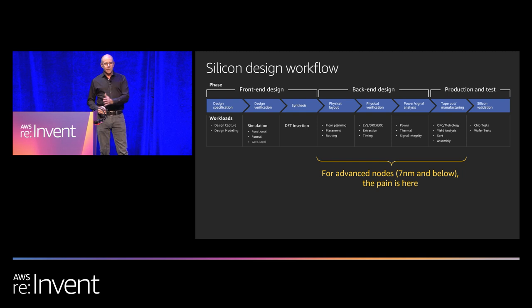If we look at the full EDA flow, electronic design automation workflow, to get a chip designed and verified and into manufacturing, there's many important steps to this. But if you think about where the pain is today, where the largest amount of compute is required for advanced node silicon design, it's really in these back-end workloads. Workloads like timing analysis and power analysis, right? Even back in the manufacturing side, OPC, computational lithography, optical proximity correction. These are massive workloads that are growing every generation of new chips.